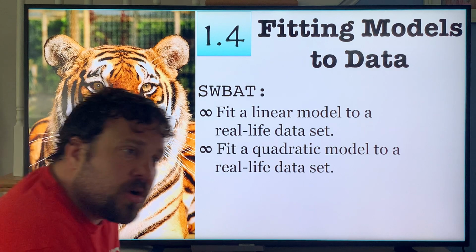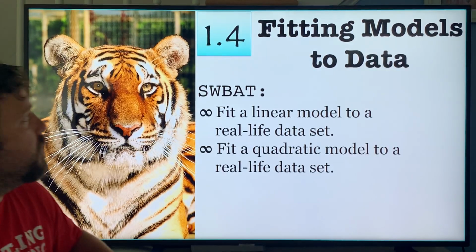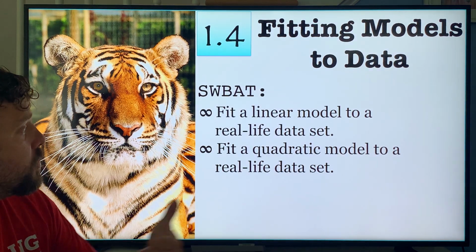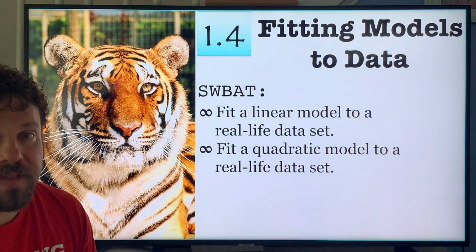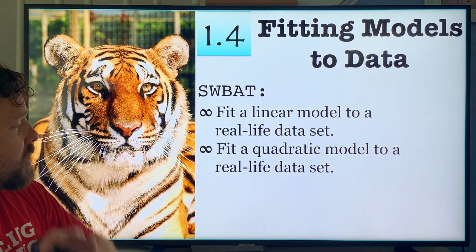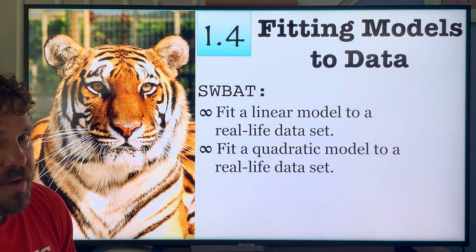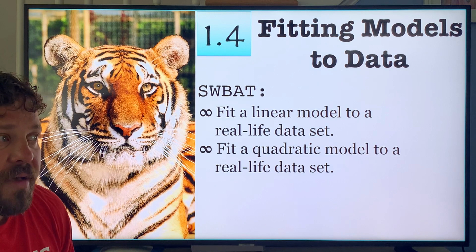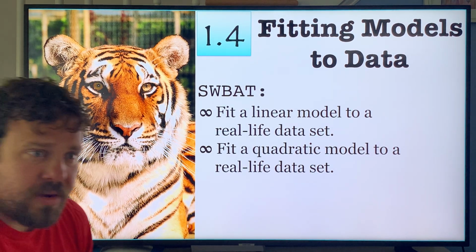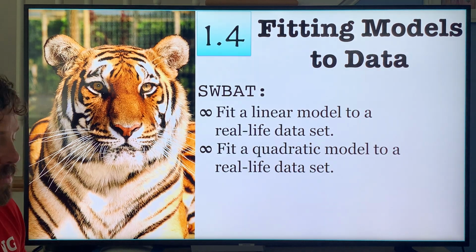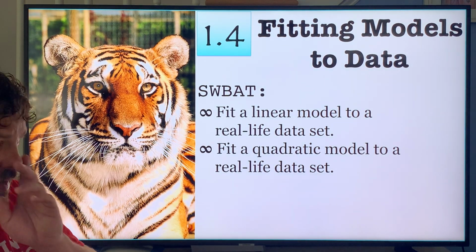What we're going to do is start off this section of lessons, 1.4, fitting models to data. By the end of this, you're going to be able to use a linear model to plot a real-life data set and use a quadratic model to plot a real-life data set. You will be doing both of these with a graphing calculator. So if you don't have a graphing calculator or a graphing calculator program, you are definitely going to need one to do this stuff. I'm going to walk you through everything you need to know.